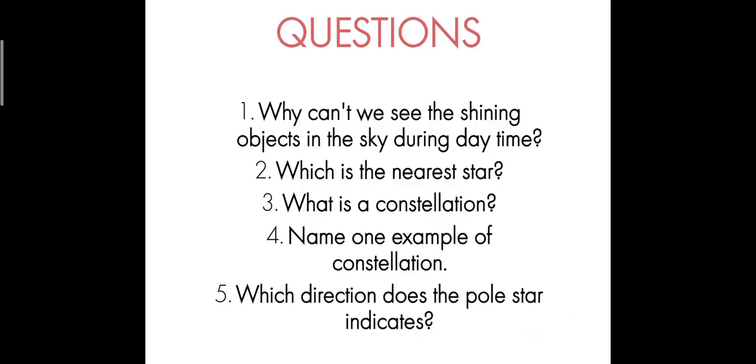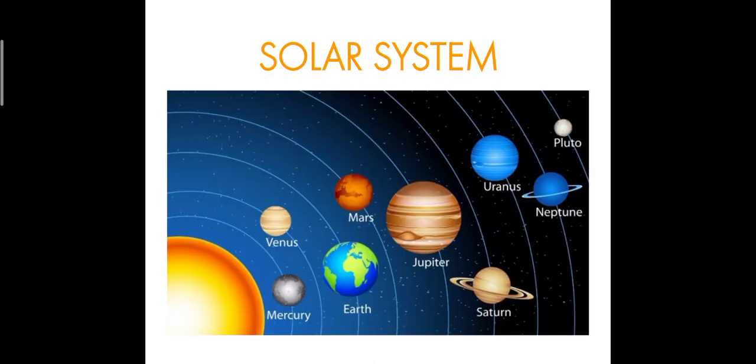Now children, the questions are being put up for you. Try to answer this through the video, or you can find it from the textbook. Why can't we see the shining objects in the sky during the daytime? Which is the nearest star? What is a constellation? Name one example of constellation. Which direction does the pole star indicate?